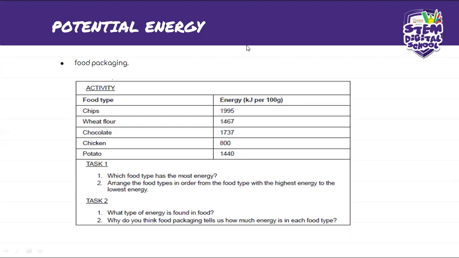Let's continue. And then the next one is saying arrange the food types in order from the food type with the highest energy to the lowest energy. So which one will be first, second, and which one will be the last? Can you also do that? Just tell me briefly which one is going to be the highest and which one is the lowest. Can you arrange that for me for question 2 also?